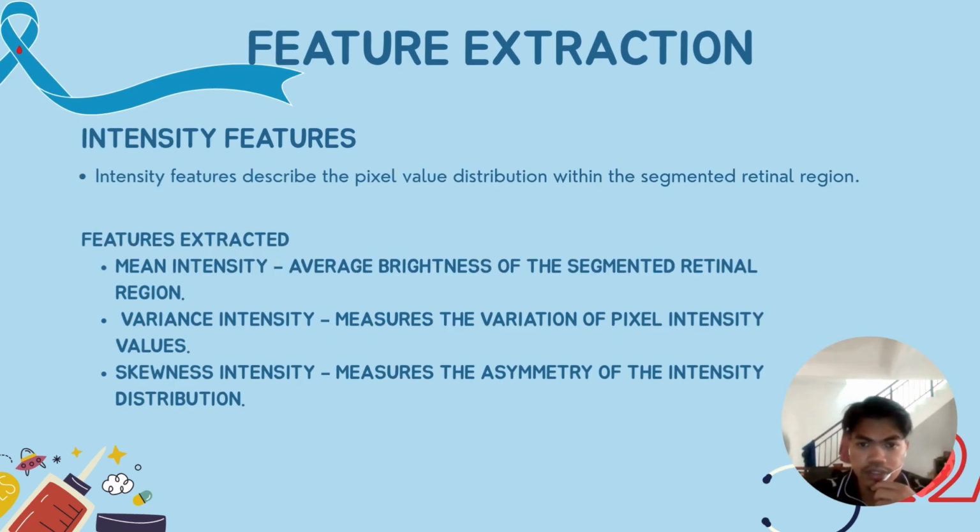Next, the intensity features describe the pixel value distribution within the segmented retinal region. The features extracted from this domain include mean intensity, which is the average brightness of the segmented retinal region, variance intensity, which measures the variation of pixel intensity values, and skewness intensity, which measures the asymmetry of the intensity distribution.